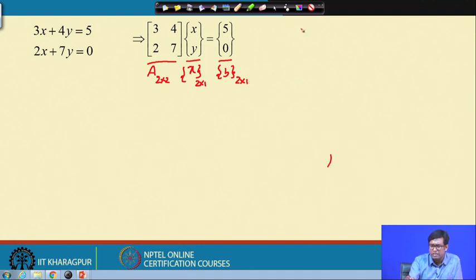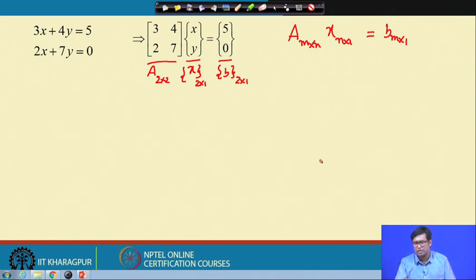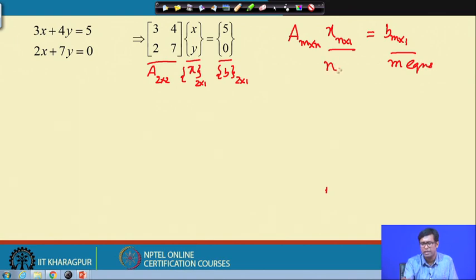In a general sense, I can write this as A m into n, x n into 1, is equal to b m into 1. And what does that mean? It means that there is a coefficient matrix which has m rows and n columns. x has n rows and the right hand side has m rows. So, right hand side defines the number of equations. Therefore, it has m equations and n unknowns.